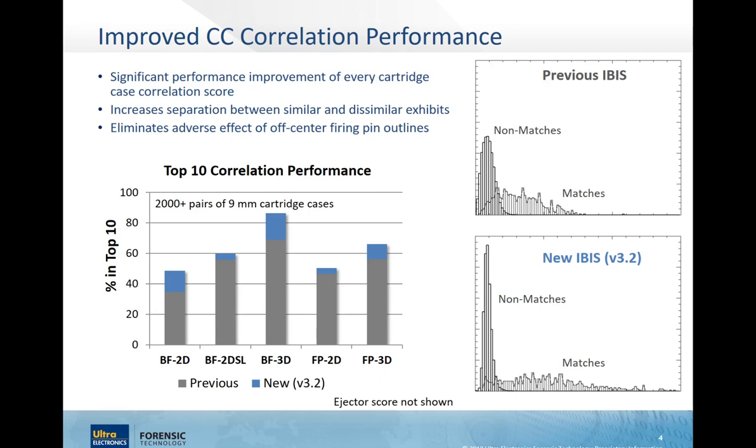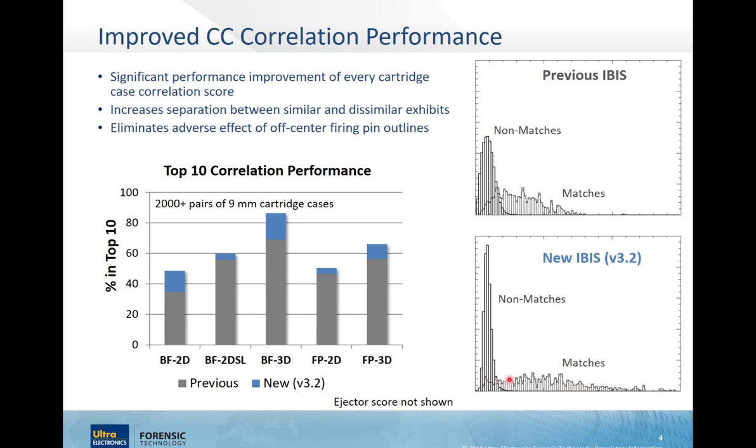So with the correlation, you will now see with 3.2 a significant increase in performance for every cartridge case correlation score. And if you look at this graph up here on the right, in previous IBIS, the matches would separate from the pack, but there would essentially be a cluster of them regardless, even when the matches did separate. What we will see with 3.2 is that the separation of matches to non-matches will be far more obvious, far more prevalent.